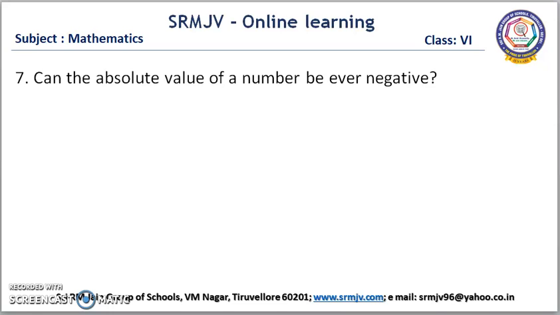The next question is, can the absolute value of a number be ever negative? The absolute value of a number is its distance from 0. The distance cannot be negative. Okay. So, we have to say that absolute value is the measure of distance.